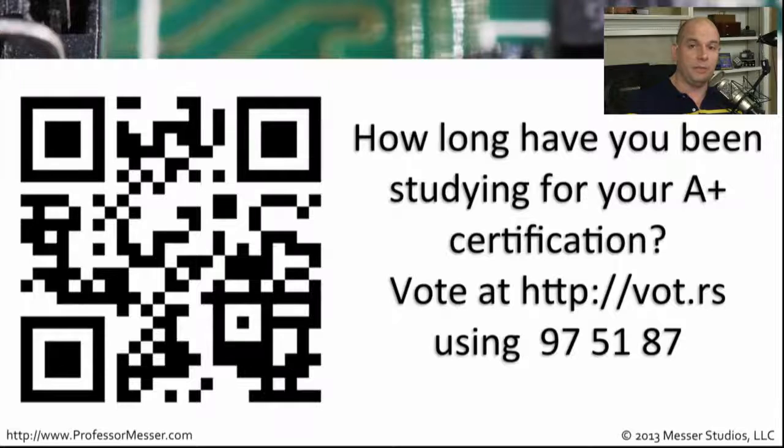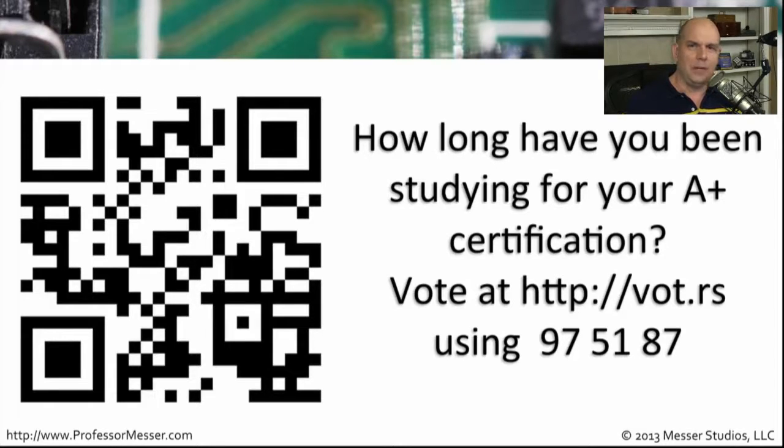And the thing that I'd like you to do is to vote. We have questions that I like to ask during the study group. And the first question, this will get us warmed up, that I always ask is, how long have you been studying for your A+ certification? You can vote on your mobile device, or pop open a new browser window and go to vot.rs, and enter the number 975187.